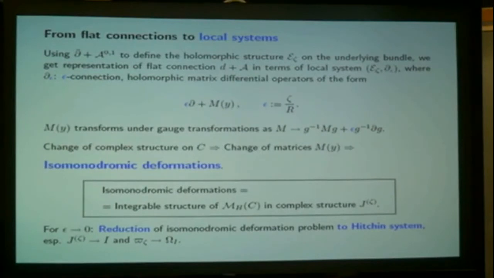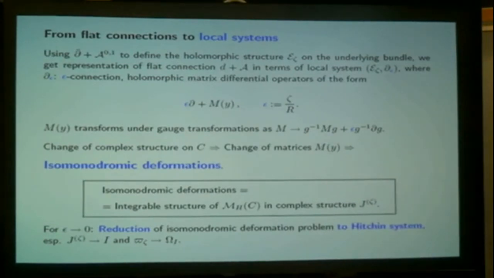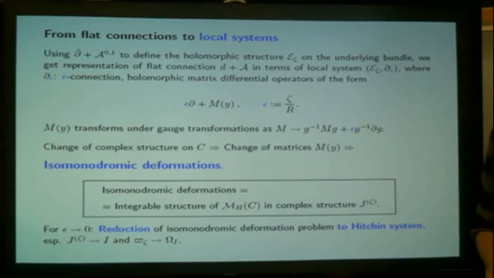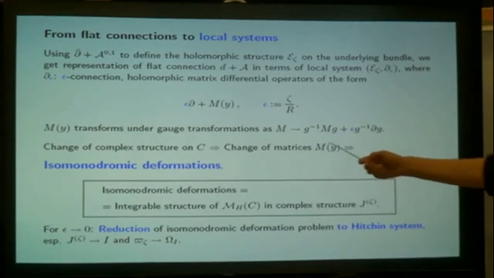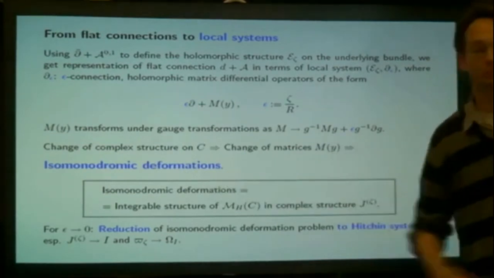Now, canonically there comes an integral structure with that. In going to the holomorphic description, we had to use the complex structure of the underlying surface. So far we were not using it at all; the description in terms of flat connections does not use it. So if I change the complex structure, I have to change the matrices accordingly. What this means is that I can keep fixed, naturally, the monodromy representation. So I vary the complex structure with fixed monodromy representation, and I get a resulting deformation of the matrices m(y) from this construction. These are isomonodromic deformations.